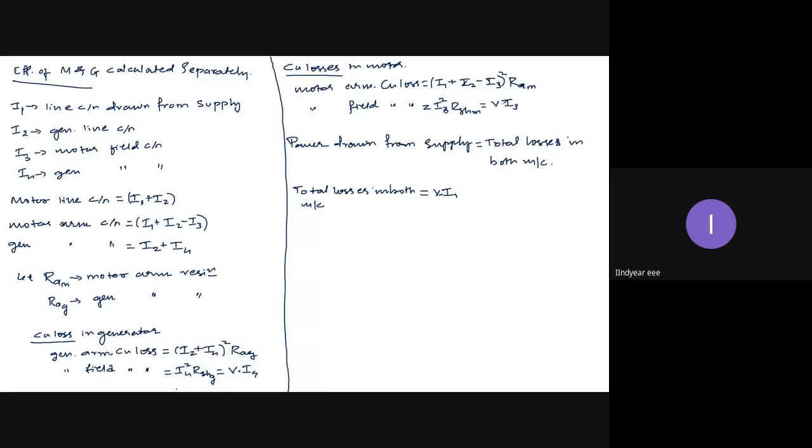In Swinburne's test, what did we do? We deducted no load copper losses, or no load armature copper losses, from the no load input. There also the no load input was total loss, and we got the remaining constant losses because the machine was not on load. The losses existing were only the iron losses and mechanical losses along with copper losses. We have studied that iron losses and mechanical losses remain fairly constant in shunt machine and compound machine. Here also they will remain constant, there is no doubt. Whichever test we take, iron and mechanical losses will remain constant in both shunt machine and compound machine. But since both the machines are loaded here, the total losses will not remain constant.